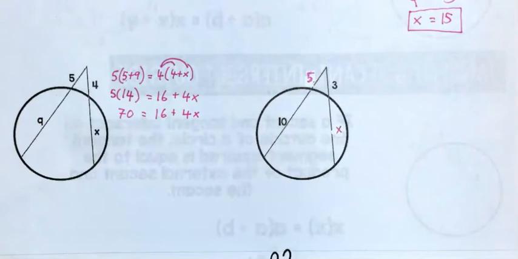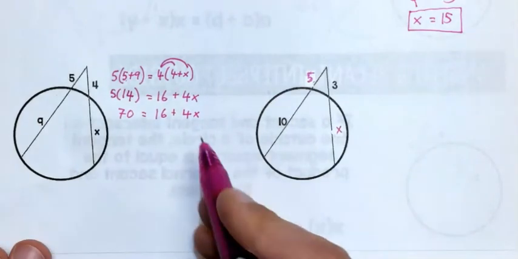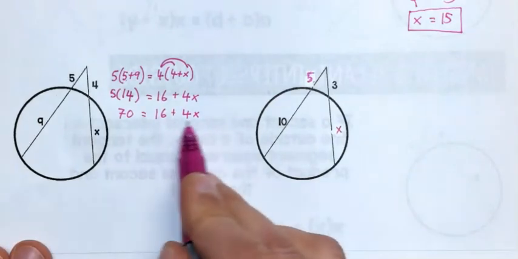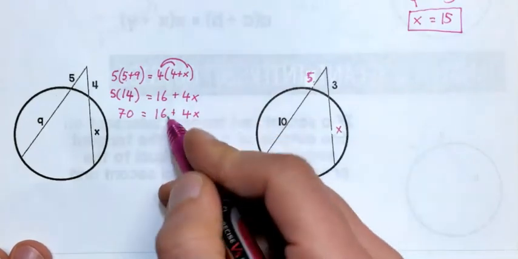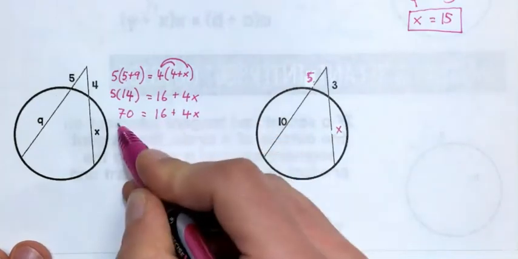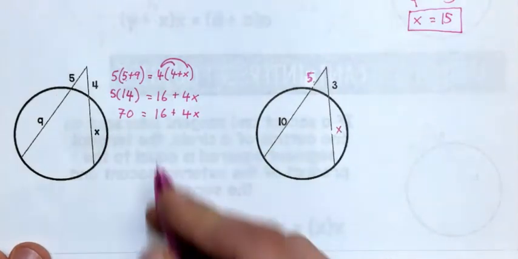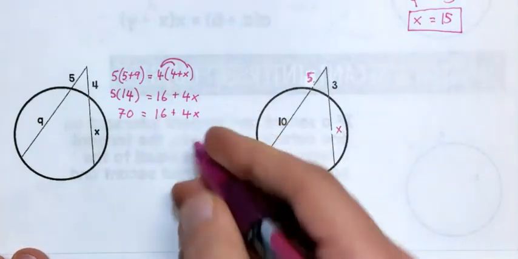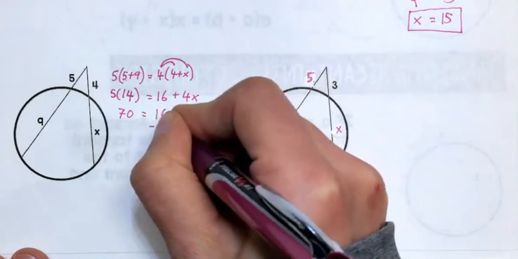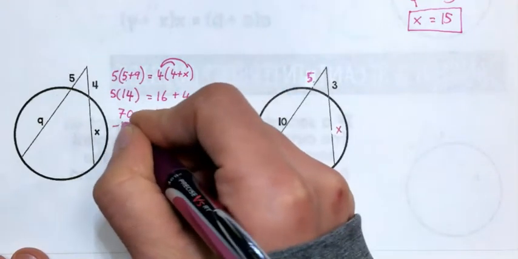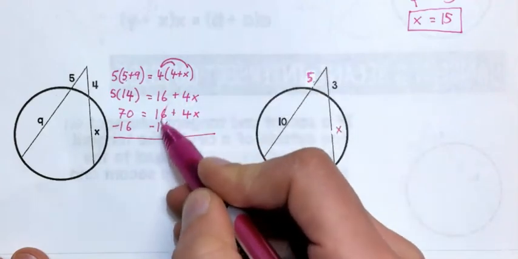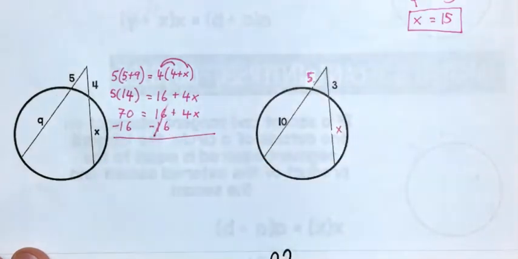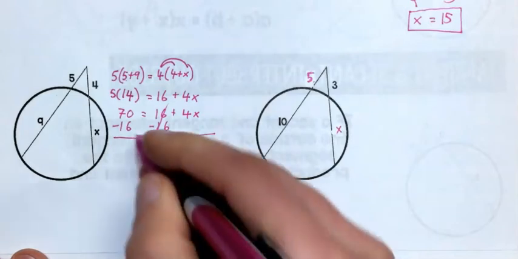Now I need my x's on one side and my numbers on the other. Well, here on this side, I have x's plus numbers without x's. So that means I have to move the 16 over to this side. How do I move it? Well, here I have a positive 16, so I just subtract 16 on both sides. That moves that over. This cancels out. 70 minus 16, I get 54.